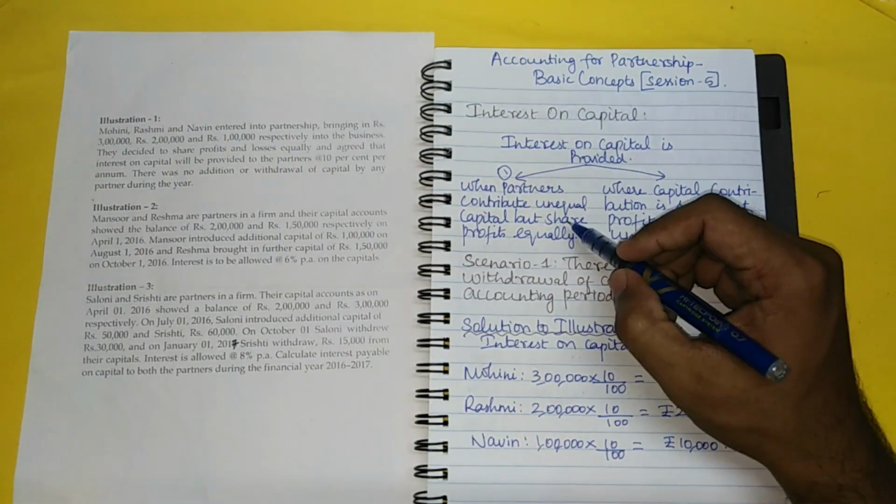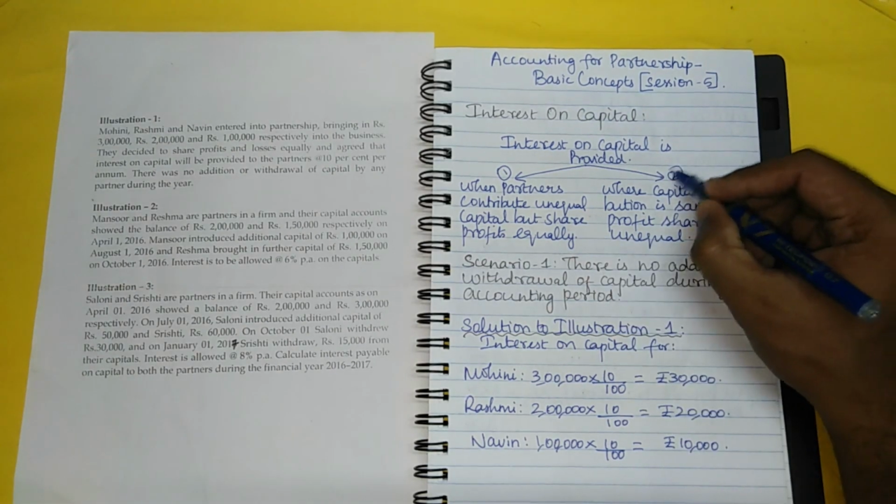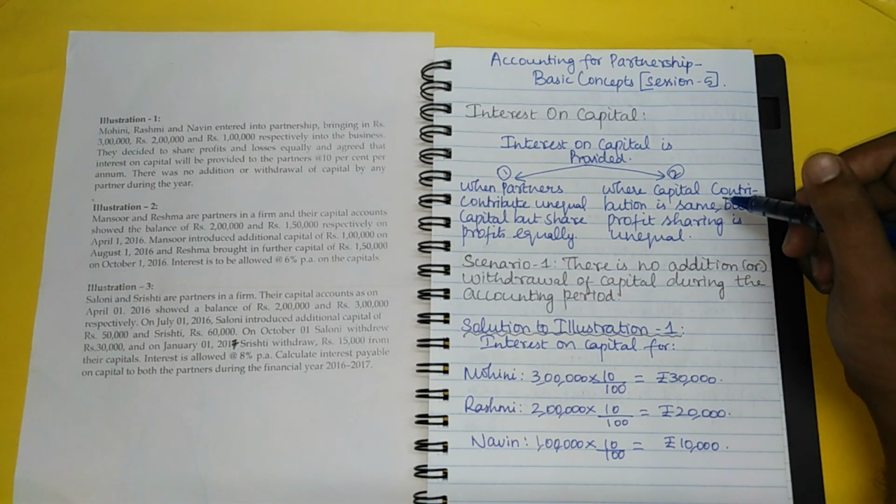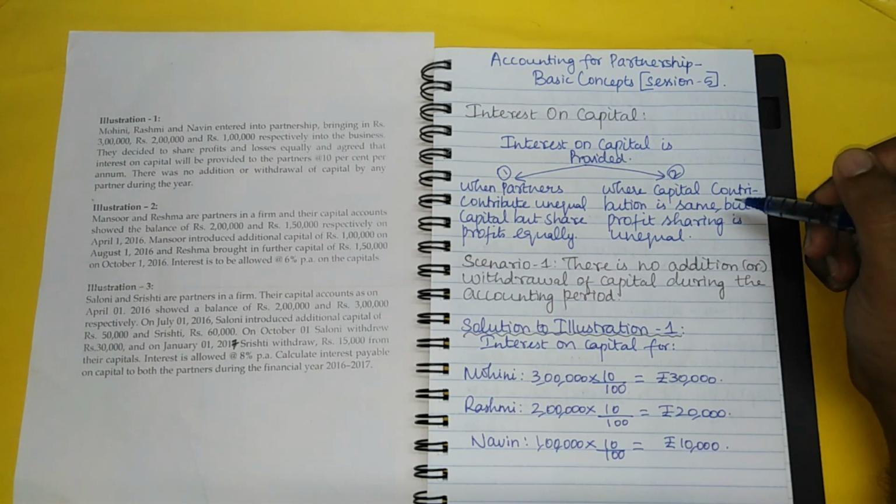Number 1. When the partners contribute unequal amount of capital but share profits equally. Number 2. Where the capital contribution is same but profit sharing is unequal. To put it simply, interest on capital is provided to match the disparity, that is inequality, between the capital contribution and the profit sharing ratio. This interest on capital is calculated by taking into account any addition or withdrawal of capital during the accounting period.